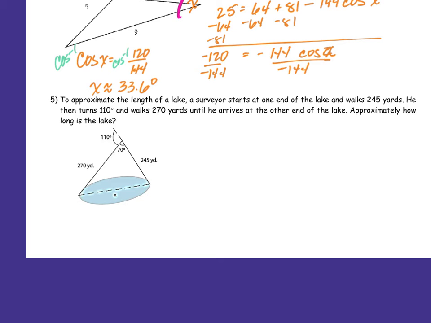So I've got, let's see, what do I have? x squared is going to equal 270 squared plus 245 squared minus 2 times 270 times 245 times the cosine of 70.